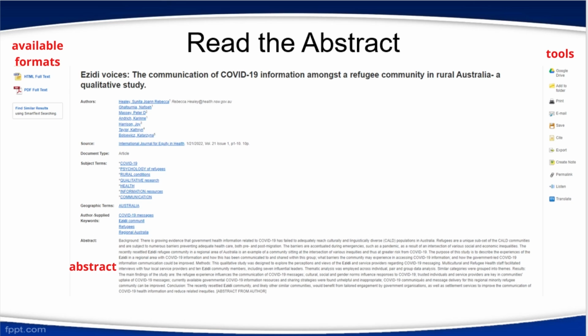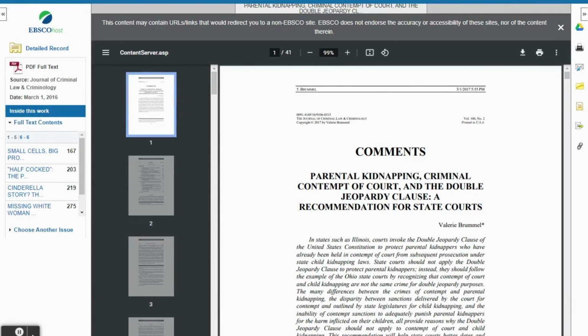Now, on the left side of your screen, click on PDF full text if it is an option. Articles are provided as PDFs, in HTML format, or both. Here you see the PDF of an article. Using the icons above the PDF, you can download or print it.